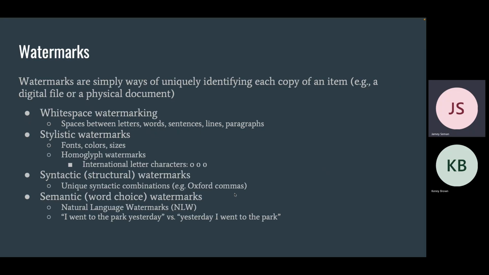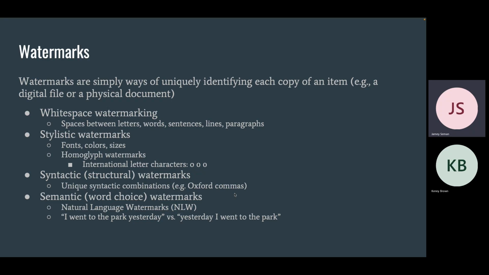Alrighty, and now we'll talk a little bit about watermarks. So what Kenny just showed you guys, the microdots, that's an example of a watermark, right? Watermarks are these tiny, tiny little beacons. They can be text, spaces, numbers, letters, fonts, anything. The point of a watermark is to uniquely identify a copy of a digital item or a physical item, for that matter. And there are lots of broad tiers of watermarking.